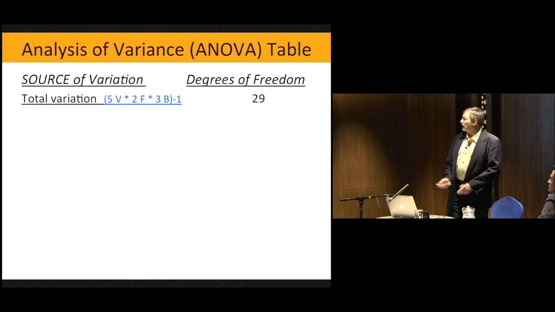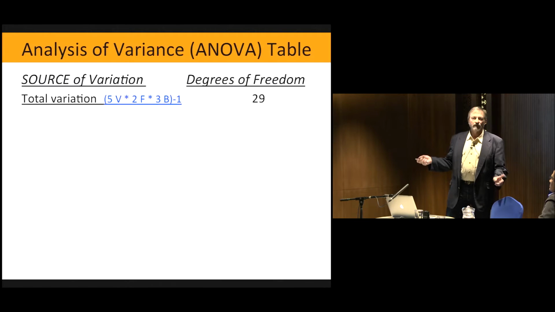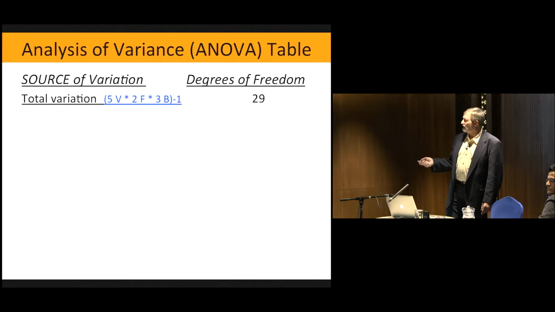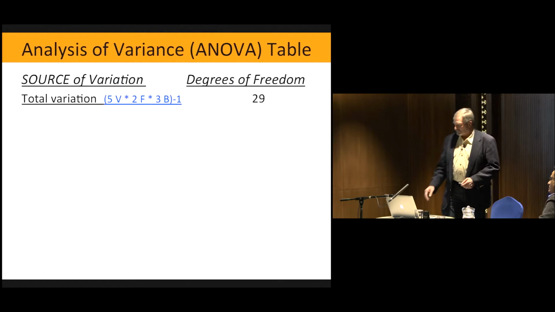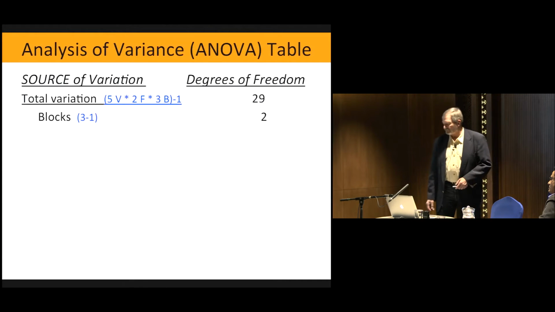I'm presenting the analysis of variance only for 1 year, for the treatment that had only 2 fungicide treatments. It's 5 varieties in the experiment times 2 fungicide treatments times 3 blocks. That's 30 entries minus 1, which gives us 29 total degrees of freedom.